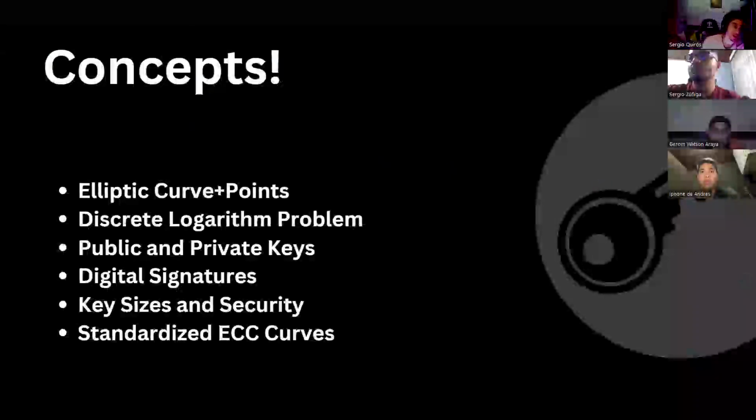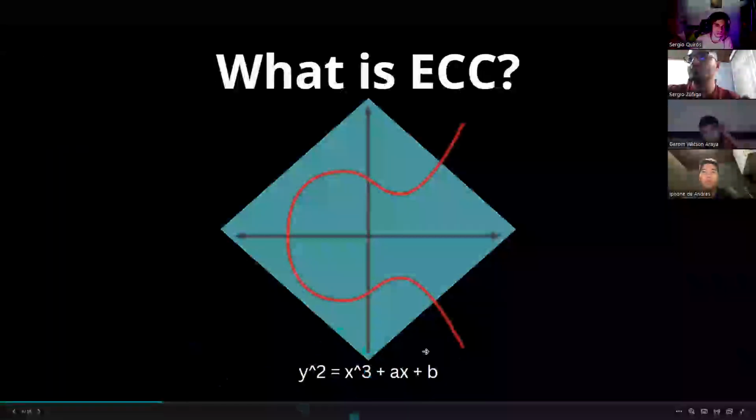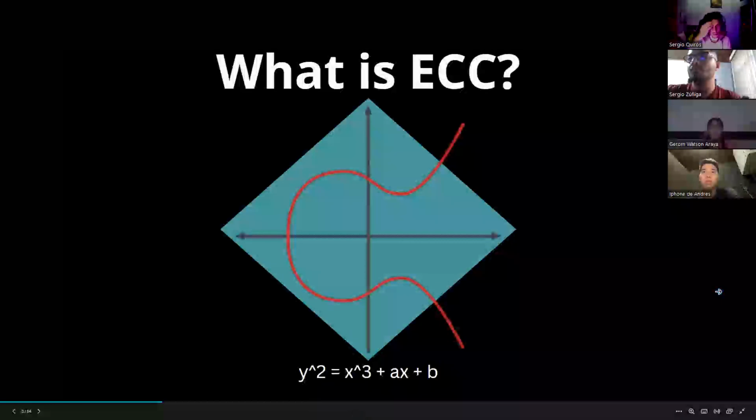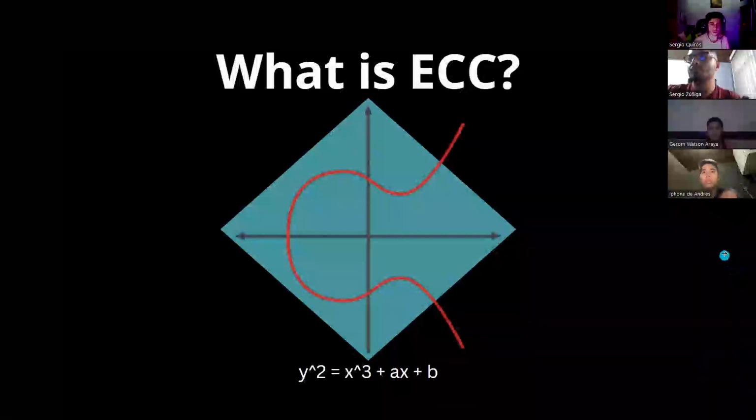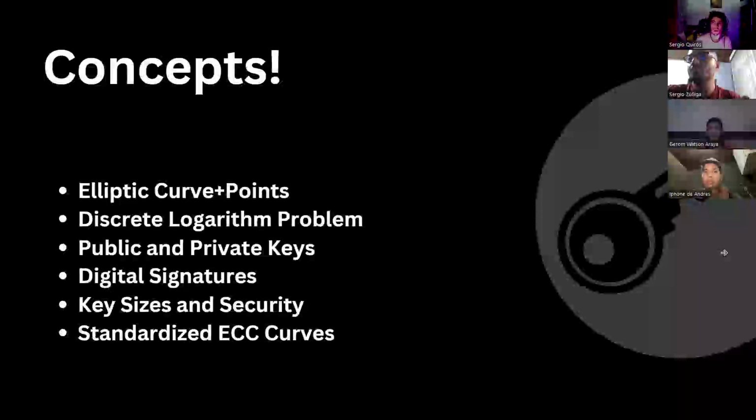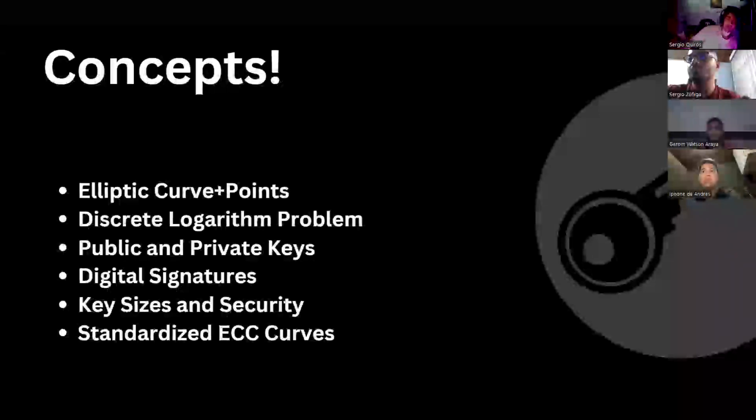First of all is the elliptic curve and the points of the elliptic curves. Elliptic curve cryptography is based on the properties of elliptic curves over finite fields. These elliptic curves are defined by this equation that we can see here: y^2 = x^3 + ax + b, where a and b are constants, and the curve has certain algebraic properties that make it suitable for cryptographic operations. And it also has some points that satisfy this equation.